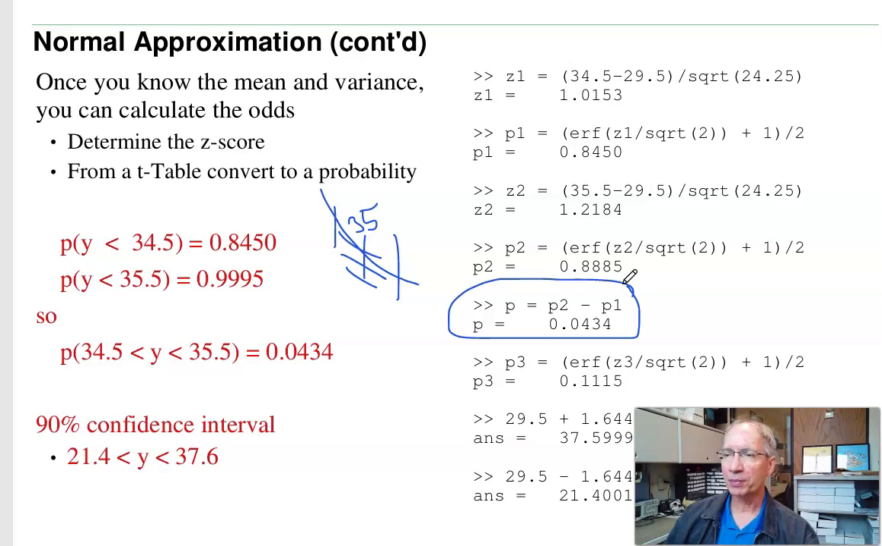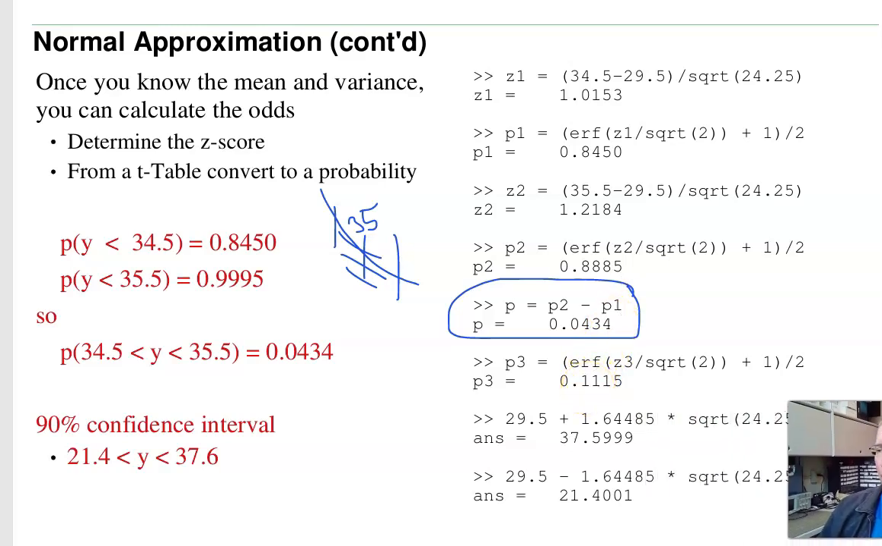I can find the 95% confidence interval. For that, I would use a normal distribution and find out how far you have to go for the tails to be 5%. That turns out to be 1.64485 standard deviations. I'll then go left and right of the mean by that many standard deviations, and it tells you that the 90% confidence interval is between 21.4 and 37.6. Those are all things I can do with the normal distribution, stuff we covered earlier in this course.